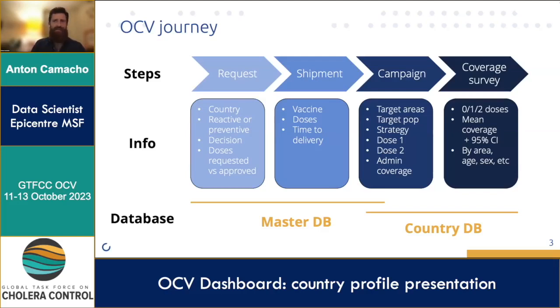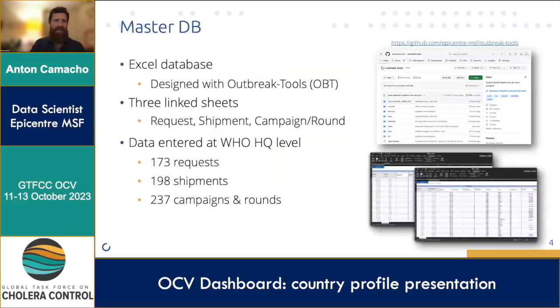To give you a little more information about those two databases, the master database is an Excel database that was designed with a tool developed at Epicentre called Outbreak Tools, which allows you to quickly create data collection spreadsheets that look like line lists. In this case, it's three sheets linked together. The first is to collect data on request, then shipment, and then on campaign and round. The data is currently entered at WHO HQ level by Malika and Vincent.